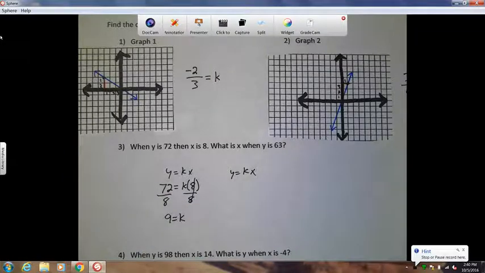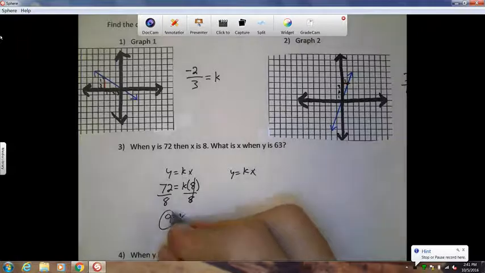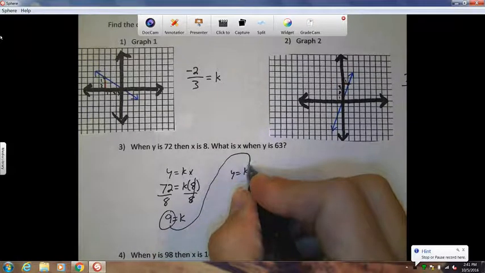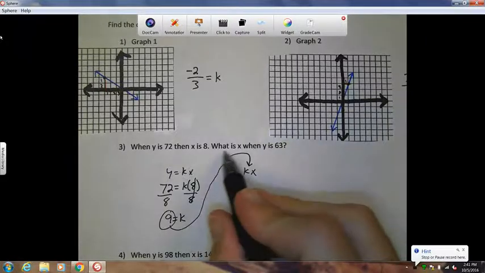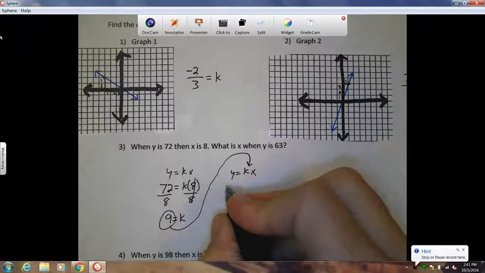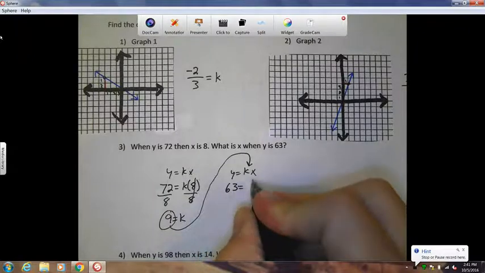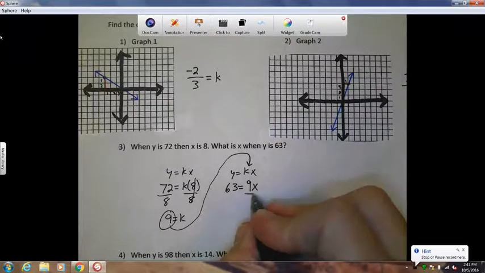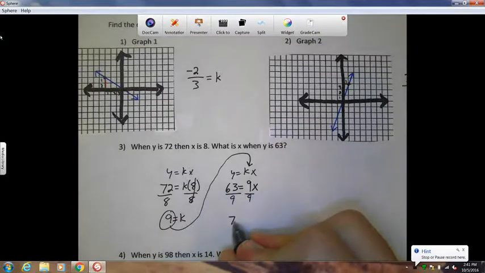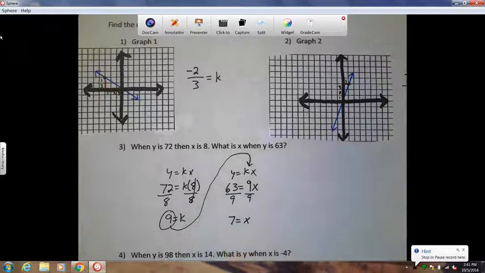So I'm going to take this and put it in here. I'm going to use that when it says, what is x when y is 63? So y is 63. I know that k is 9. I don't know x. So the first one you're going to use to find k, which is your constant, plug it in, and divide. And so x is 7 when y is 63.